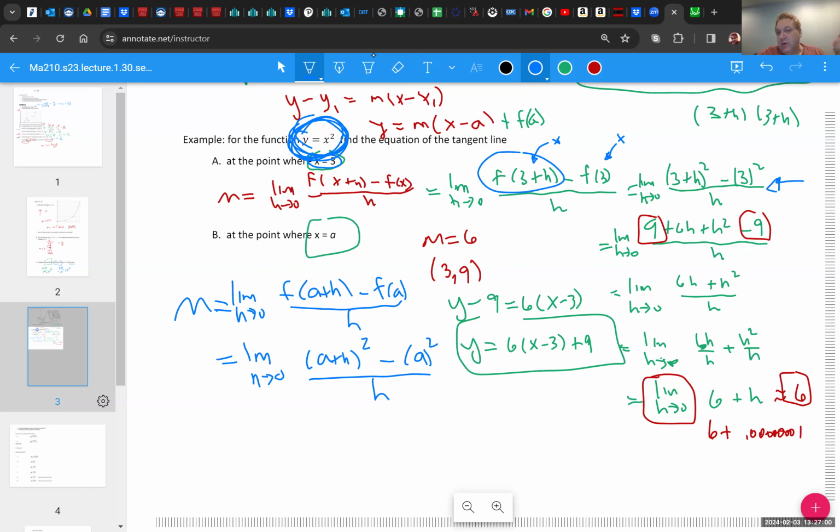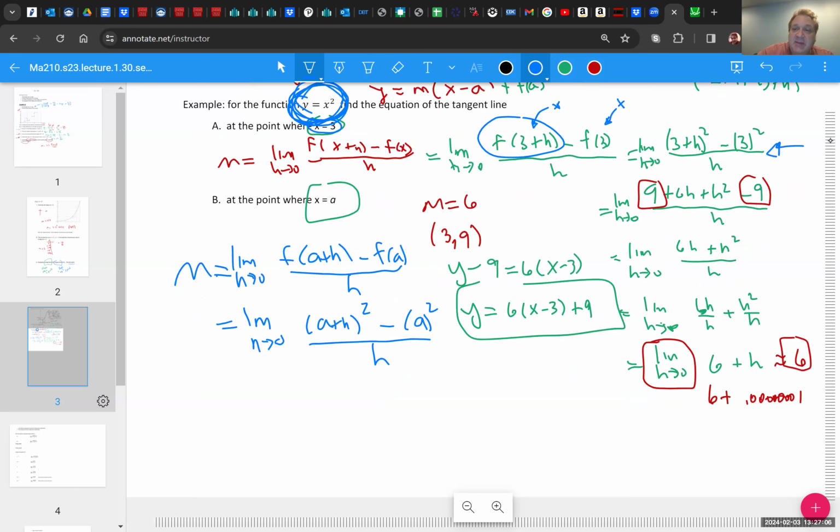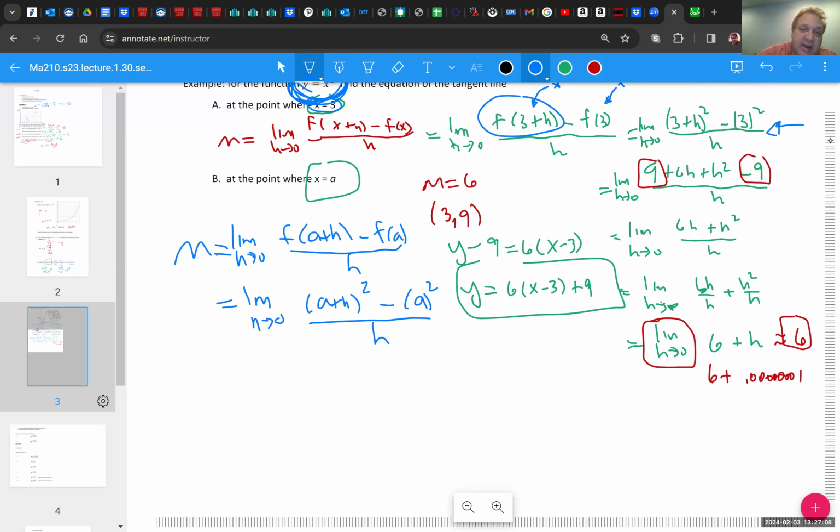Instead of 3 plus h squared minus 3 squared, we have a plus h squared minus a squared. And we're going to continue the same calculations. We're going to square things out using our algebra. If I square a plus h squared, I get a squared plus 2ah plus h squared. I'm going to subtract a squared, divide by h. That's this step right here.